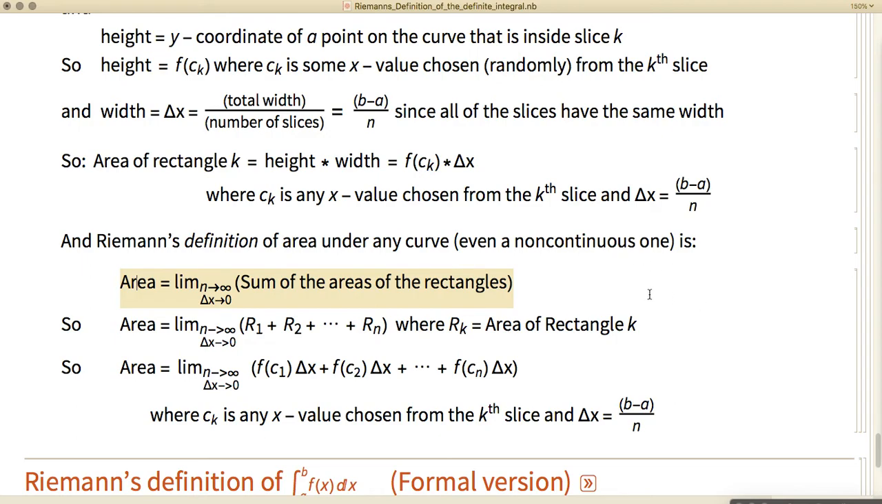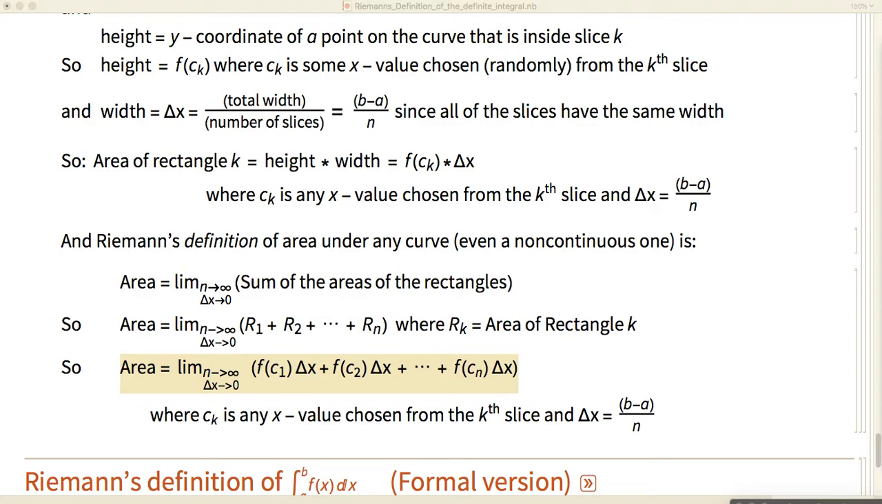The area is going to be the limit as n gets big and delta x shrinks to 0 of the sum of the areas of the rectangles. But what that means is that the area is going to be the limit as the number of rectangles grows and the width shrinks to 0 of R1 plus R2 plus R3 plus all the way up to plus Rn, where Rk is nothing more than the area of rectangle K. And that means our area can be written symbolically as the limit as the number of rectangles gets big and their widths go to 0.